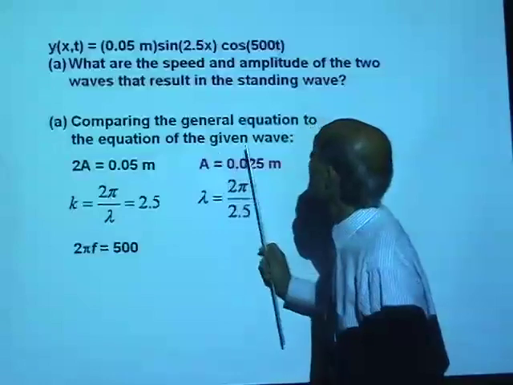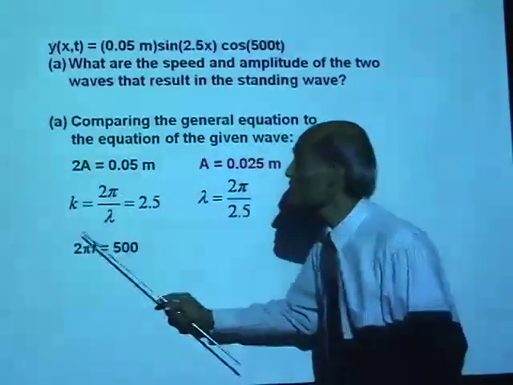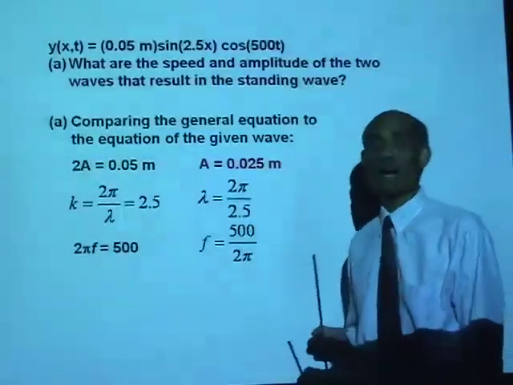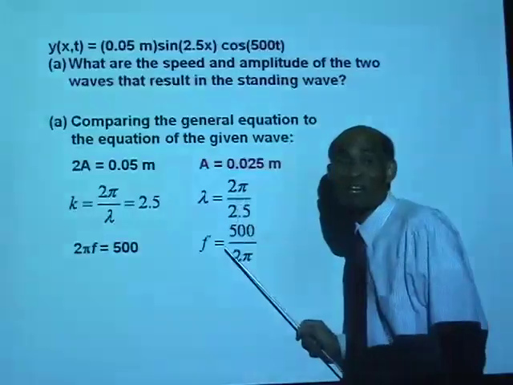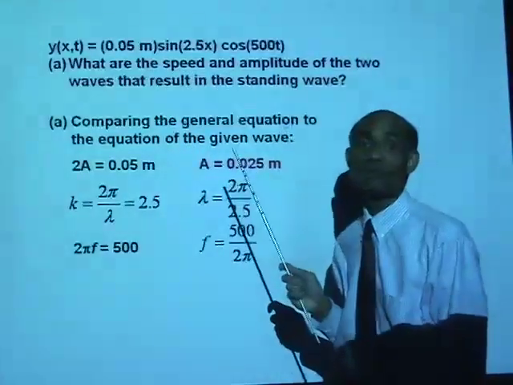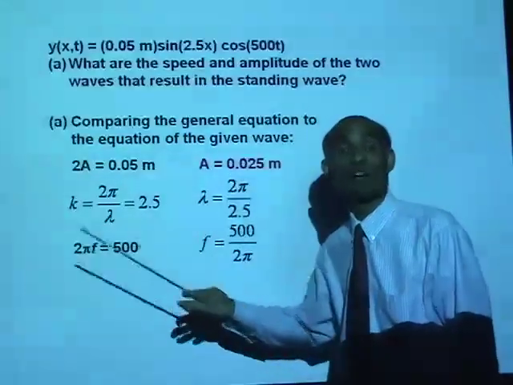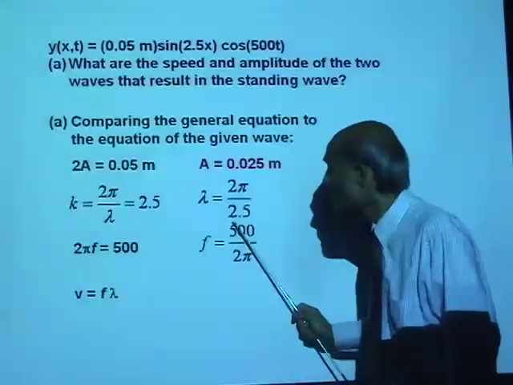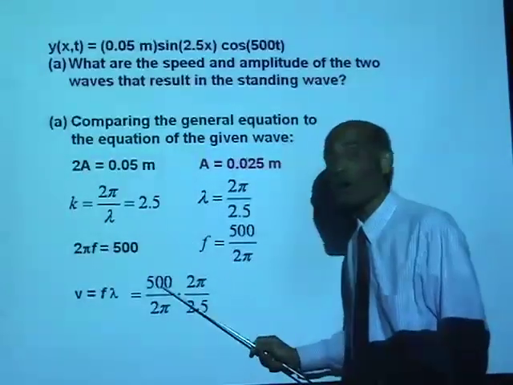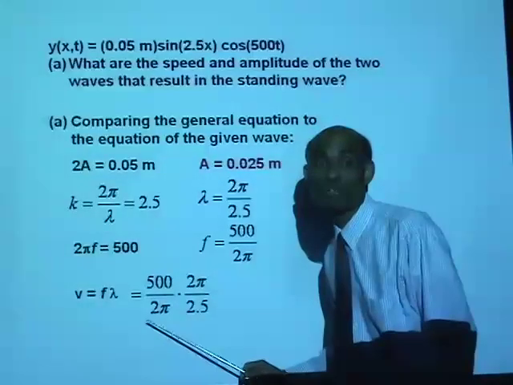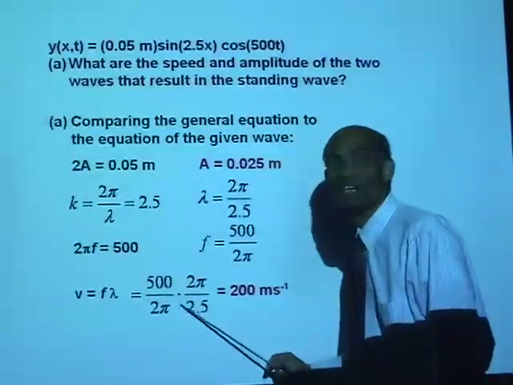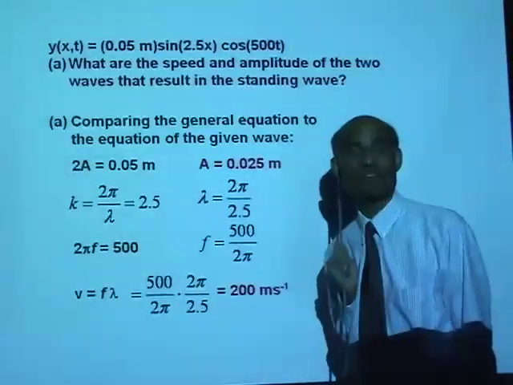And omega, this quantity is omega, which is 2 pi f equal to 500. Therefore, f equal to 500 divided by 2 pi. Well, I left these without calculating because I'm going to use them to find this quantity. What do I need to find? Speed. How do I find the speed? V equal to f lambda. F is 500 over 2 pi. Lambda is 2 pi divided by 2.5. There you are. And you know why I did not calculate those values. You can see 2 pi and 2 pi will cancel in both cases. Therefore, V equal to 500 divided by 2.5, that is 200 meter per second.